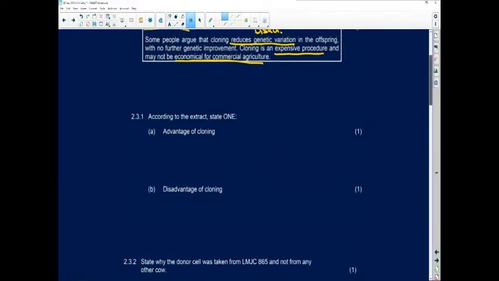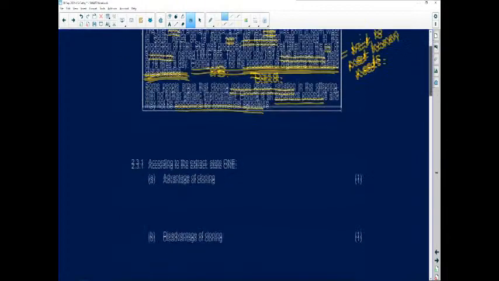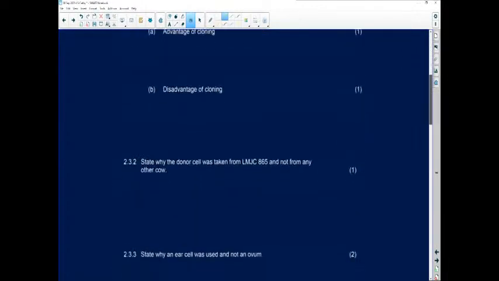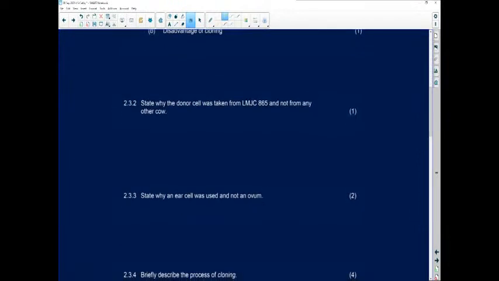an advantage of cloning and a disadvantage. An advantage would be it allows for the production of organisms with desired characteristics, or traits, and a disadvantage is it reduces genetic variation, or you could put expensive procedure, or not commercially viable for agriculture. So there you go. Then state why the donor cell was taken from this cow and not from another cow.